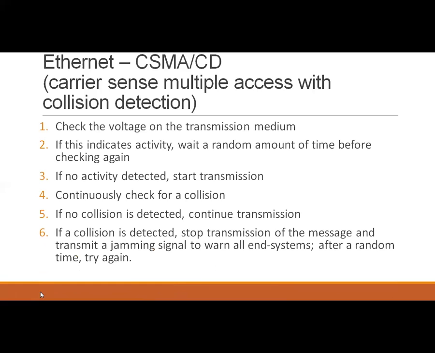But if a collision is detected, the transmission will stop and a jamming message will be sent to all the end systems to alert them. And after a random amount of time, the computer will try to send the data again. So this protocol was actually a fail-safe to avoid the collisions when the different computers are trying to broadcast the data on a single shared medium. This was actually the fail-safe to prevent the collisions from happening, prevent the data from being lost.